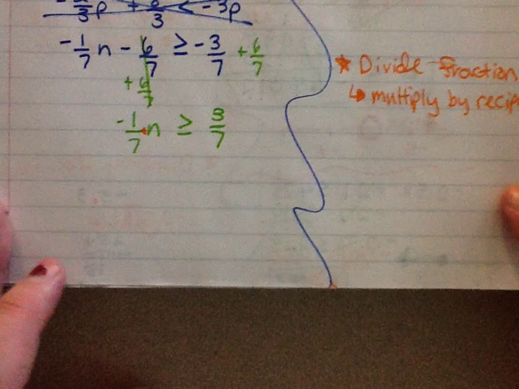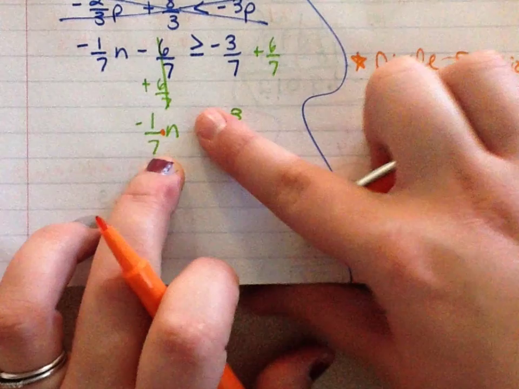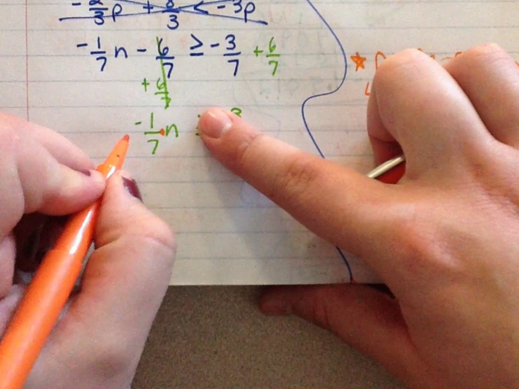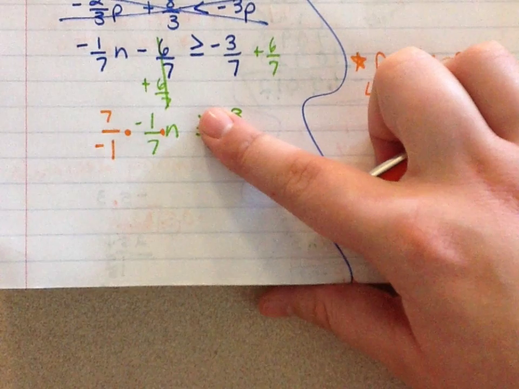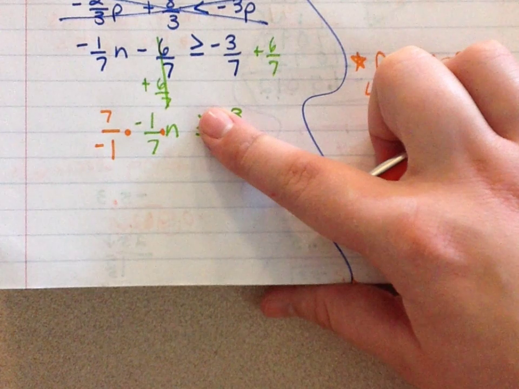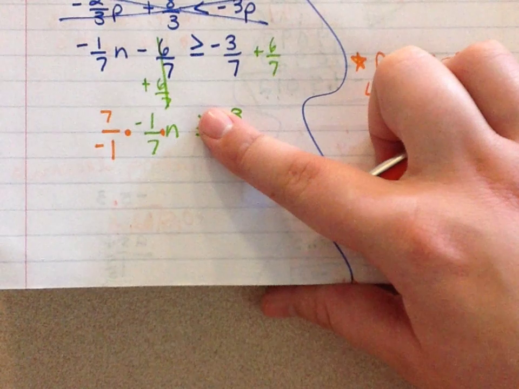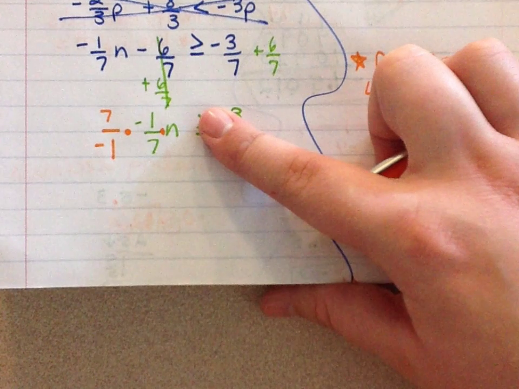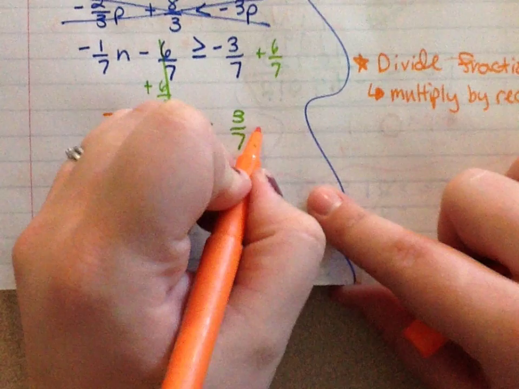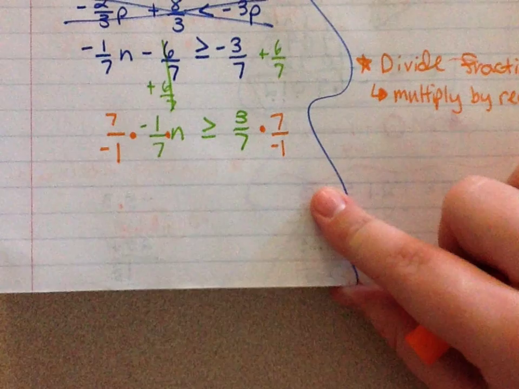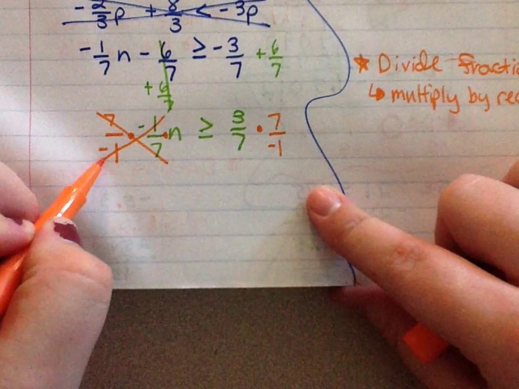7/3. Okay, over here, we're trying to get n by itself, correct? So we're trying to move this negative 1/7. What am I going to multiply by? 7/1. I flip it. 7 over negative 1. You have to keep the negative. So, if I multiply by 7 over negative 1 on the left, I have to multiply by 7 over negative 1 on the right. What happens with my 7s? Negative 1s. What's left?